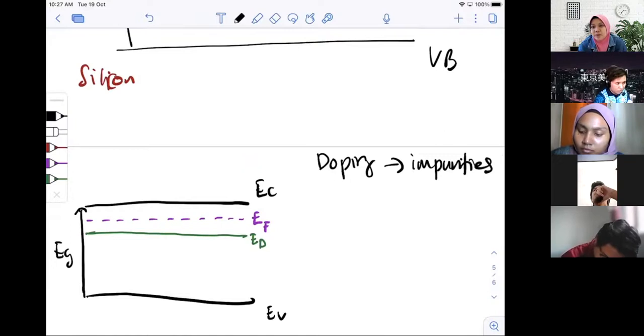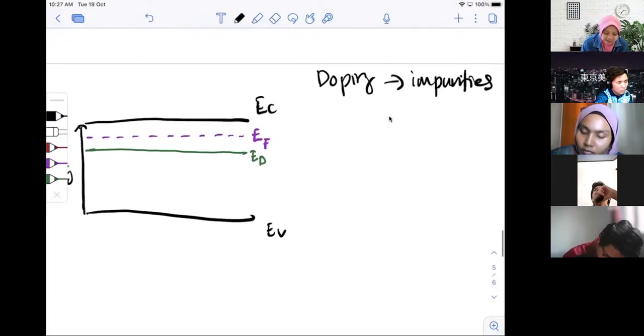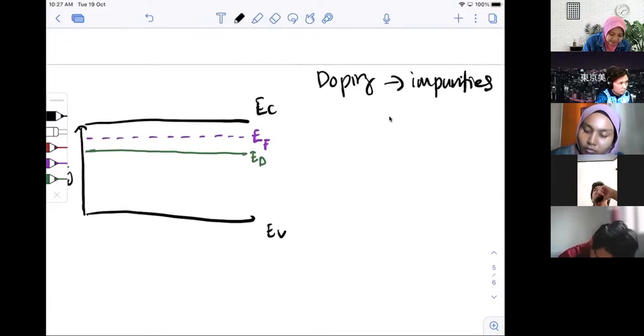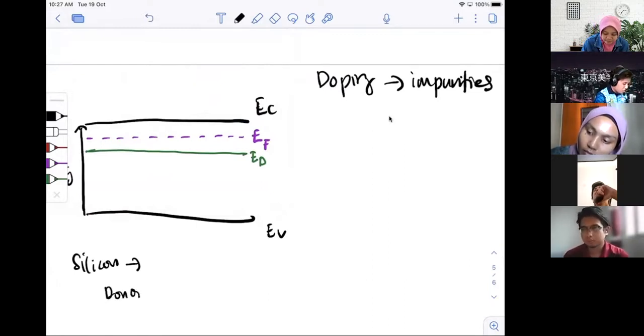When we add impurities, the matter is no longer pure. So what happens is when we dope, for example, let's say this is silicon. We dope it with a donor. Can you give me an example of a donor material? A donor atom, a type of material. You can Google.